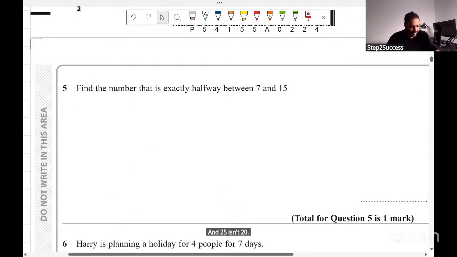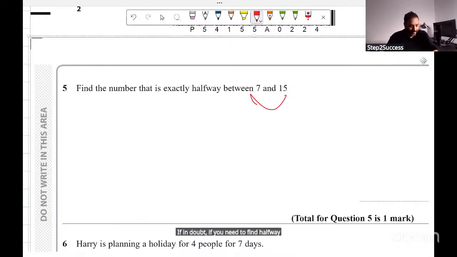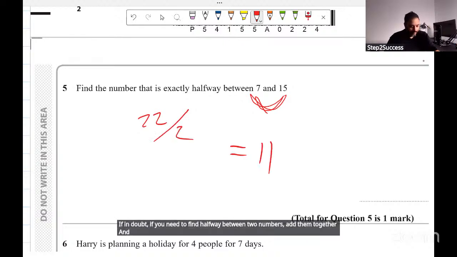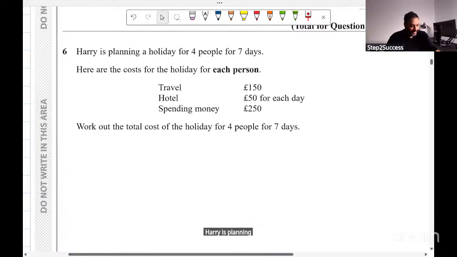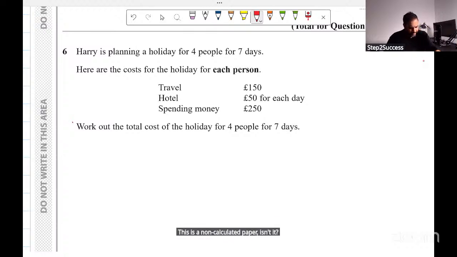Halfway between 7 and 15. If in doubt, if you need to find halfway between two numbers, add them together and half it. 11 should be between that. Harry is planning a holiday for 4 people for 7 days. Here are the costs for the holiday for each person. This is a non-calculator paper, isn't it? Yeah. Work out the total cost for 4 people.